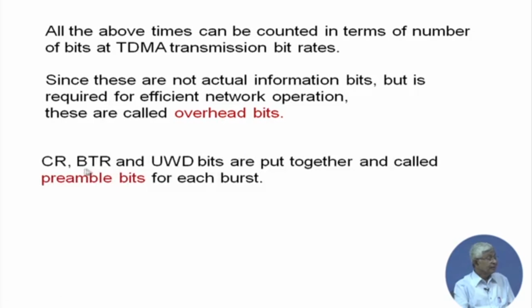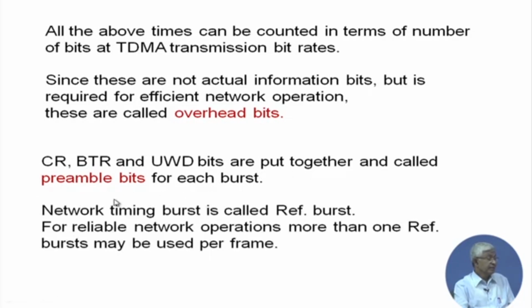Now, CR, BTR, unique word detection bits are put together and called preamble bits for each burst, that is, each user burst has preamble bits. Similarly, there is a reference burst which contains similar things. In addition, certain reference network operation information is there. So, total reference burst is not user burst, user is not exchanging, that is operation for the network, that is also an overhead for the network.